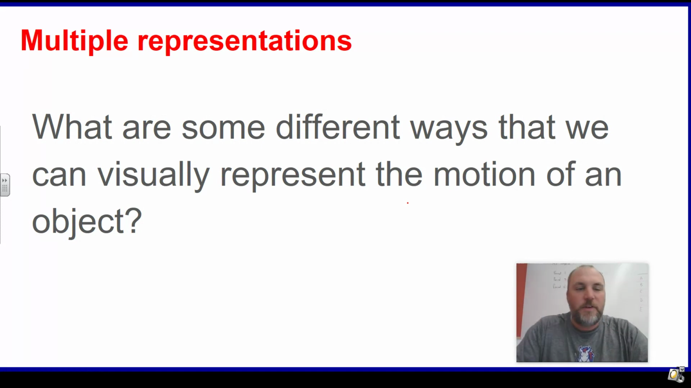Okay guys, in this video we're looking at multiple representations. So we want to be able to visually represent the motion of an object in several different consistent ways that are related to each other.